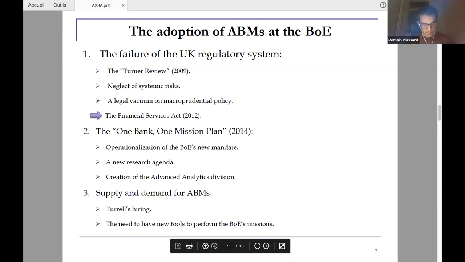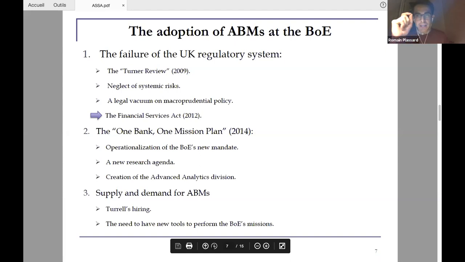First, Carney defined a research agenda adapted to the new mandate of the bank. In particular, Carney institutionalized research on the interactions between monetary, macroprudential, and microprudential policies. The second change was an important one for my history. The second change was the creation of the Advanced Analytics Division. The goal was to build in-house expertise in the analysis of big data.